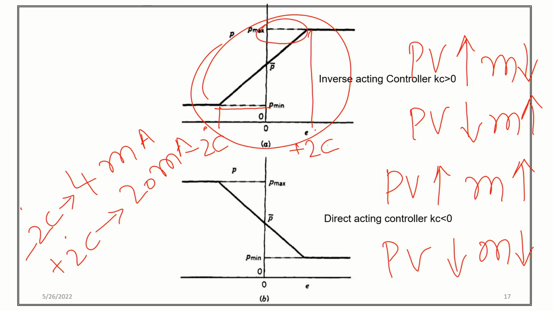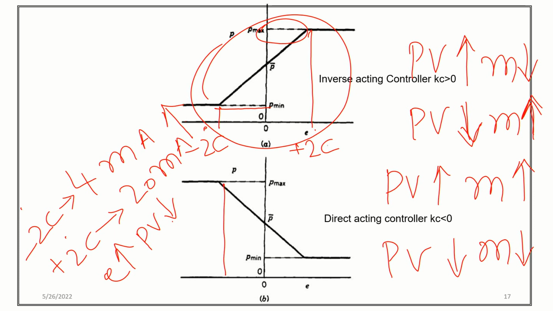So what happens to the error? Error increases from minus 2 degree C to plus 2 degree C. What it implies? Process variable decreases. So when process variable decreases, the controller output increases from 4 to 20 milliampere. Decrease action, I already told you, is called an inverse acting controller. So this one is called the inverse acting controller or positive gain controller.